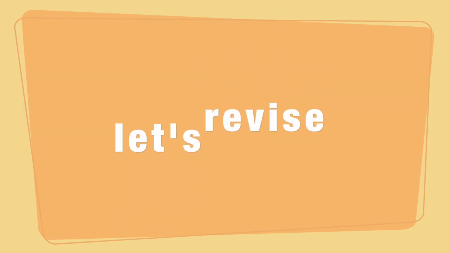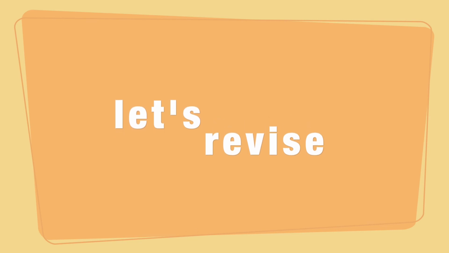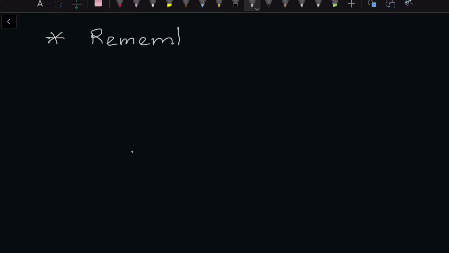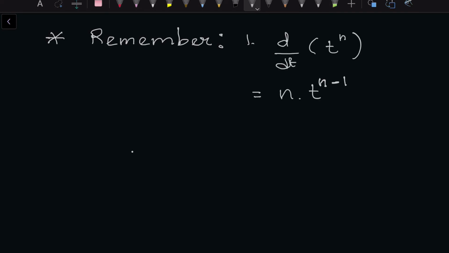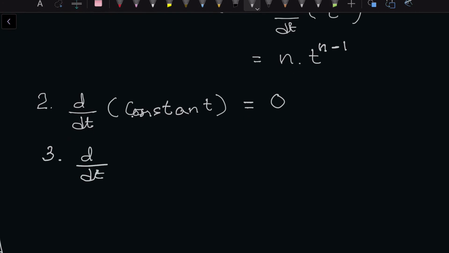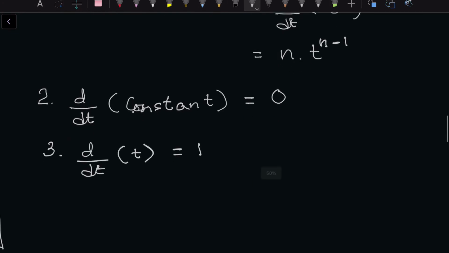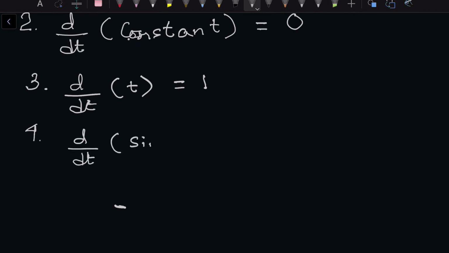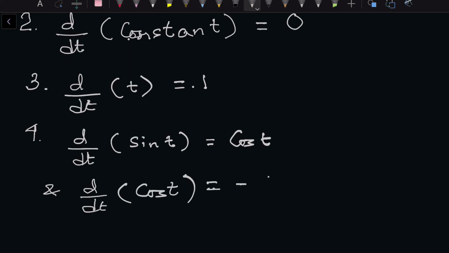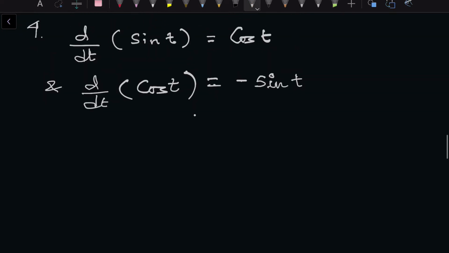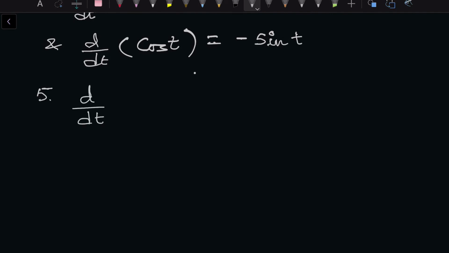Let's revise these things, whatever we have learned earlier. So remember this: d/dt of t to the power n is n t to the power n minus 1, d/dt of a constant equals 0, d/dt of t is 1. Fourth is d/dt of sin t is cos t, and d/dt of cos t is minus sin t. But let us learn a new formula, that is d/dt of log t.